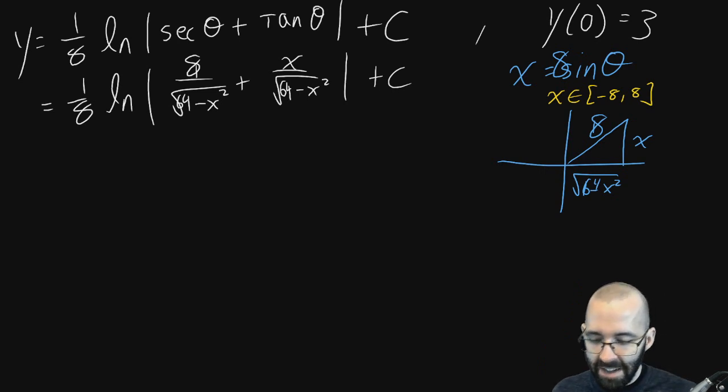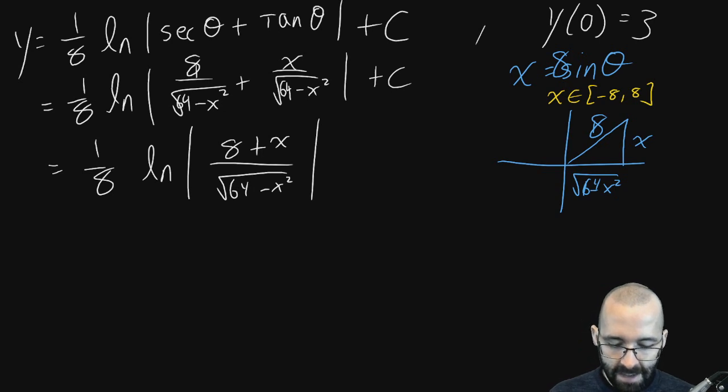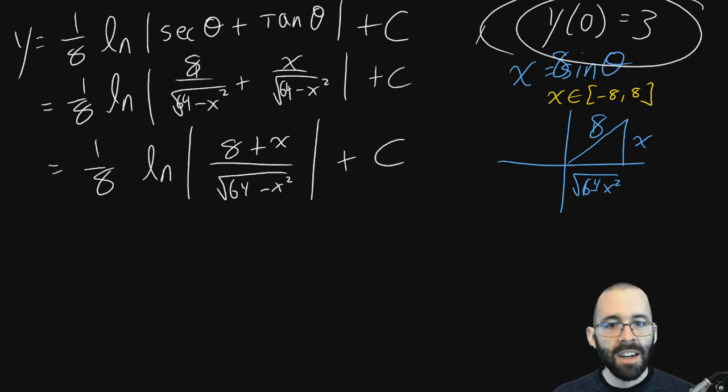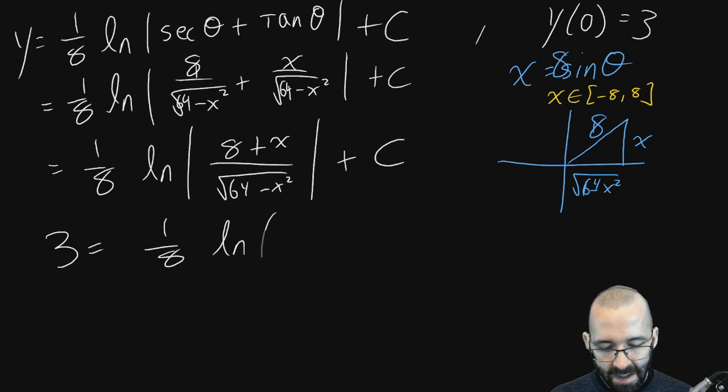All right, so then we're going to get 1/8 natural log of the absolute value of 8 plus x over the square root of 64 minus x squared, like so. And that's not our final answer, because when x is equal to 0, y is equal to 3. So what is c? What is our constant right here? Oh, this is all going to be positive always. Oh, no, it's not.